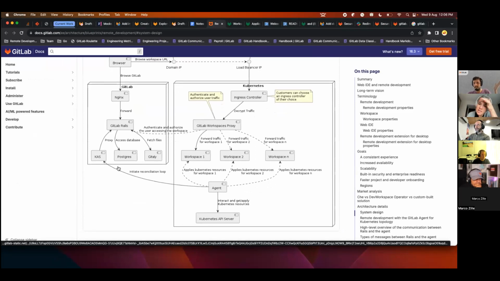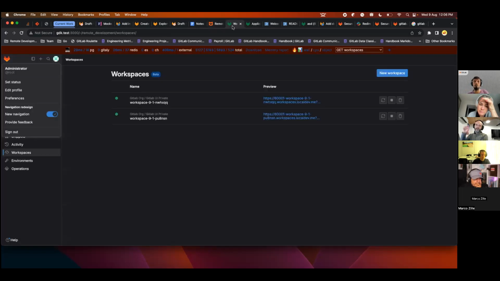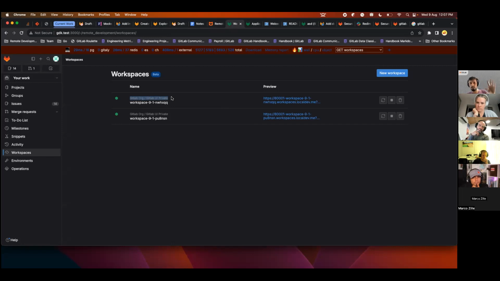I guess one question I have is, how do we know that we trust the user? Like, how do we know which user is making the request? Each workspace has a one-to-one mapping with a user. There's also a one-to-one mapping between the workspace and the project from which that workspace was created. This might change in the future, but we have a one-to-one mapping over there.